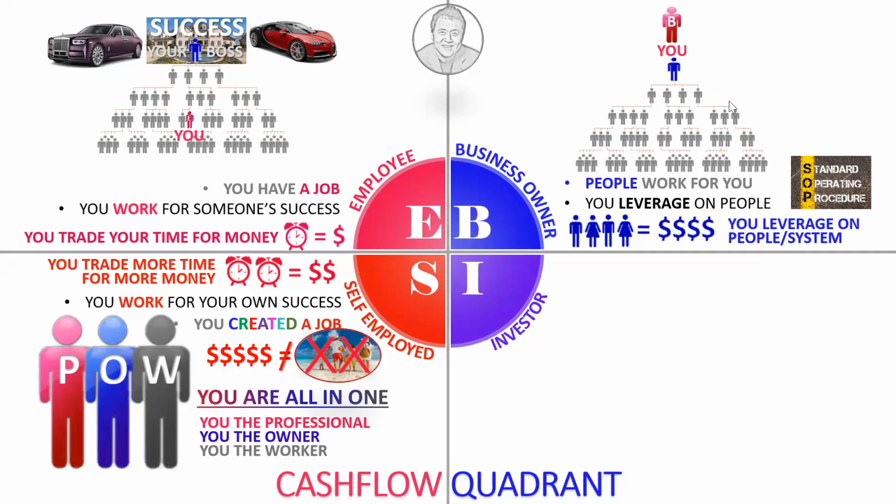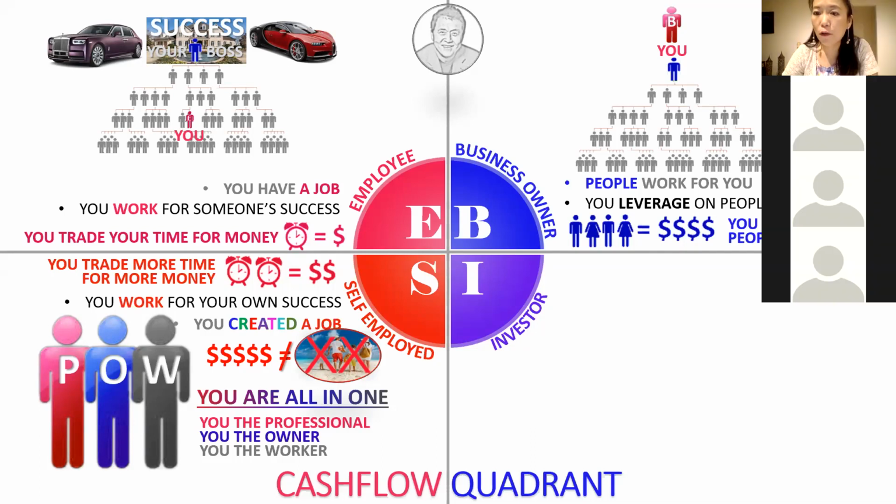So with a business owner, people work for you and you leverage on people. The important thing about being a business owner is that you do need to have a system. Now, having a system is what we call SOP, Standard Operating Procedure. What that means is that if you don't have a system, then you really cannot leverage as a business owner, and that is the key for that. And you must have a system in order to be successful, and other people actually work for you.